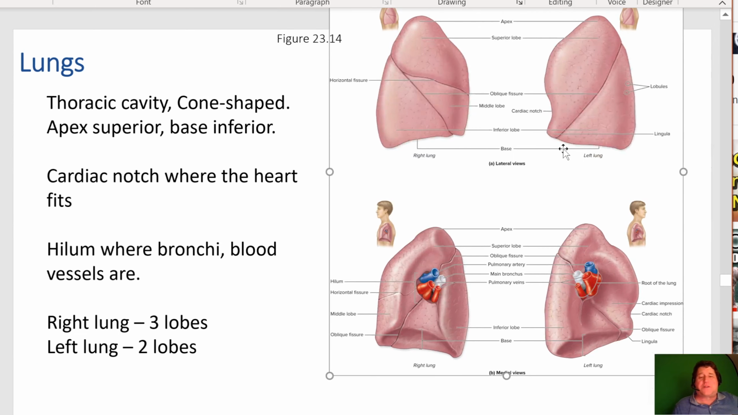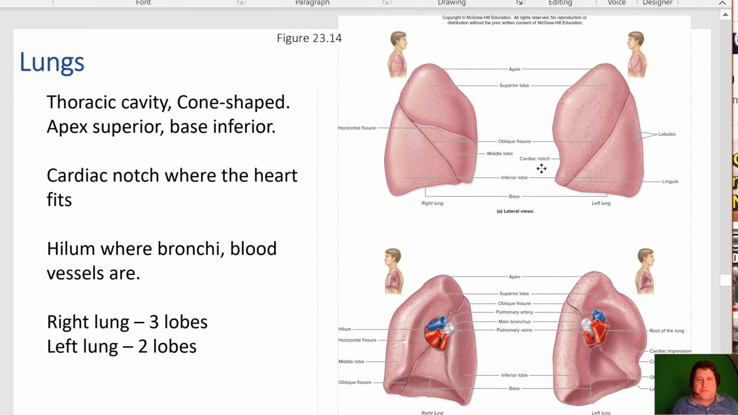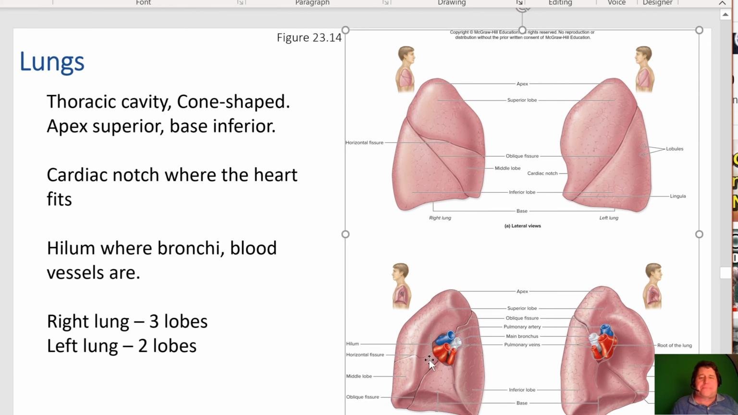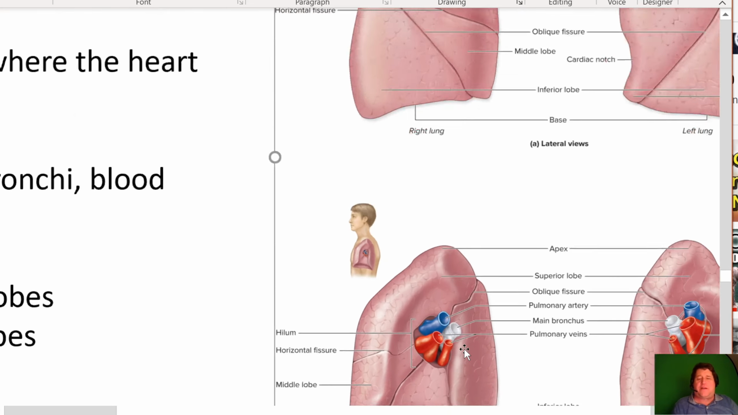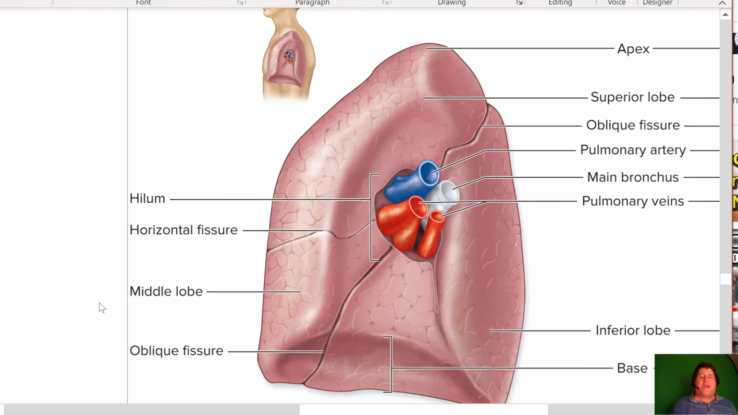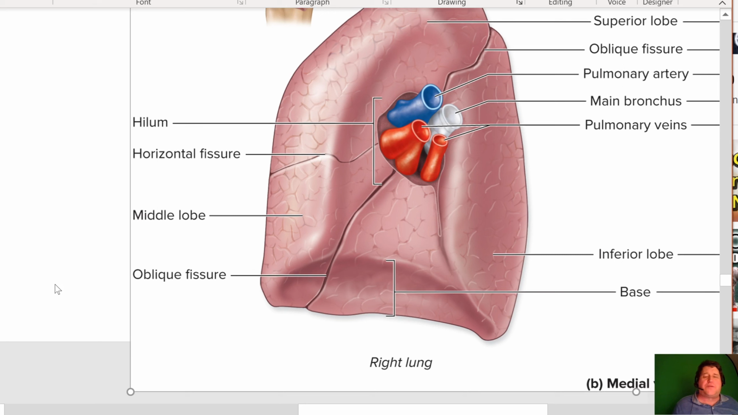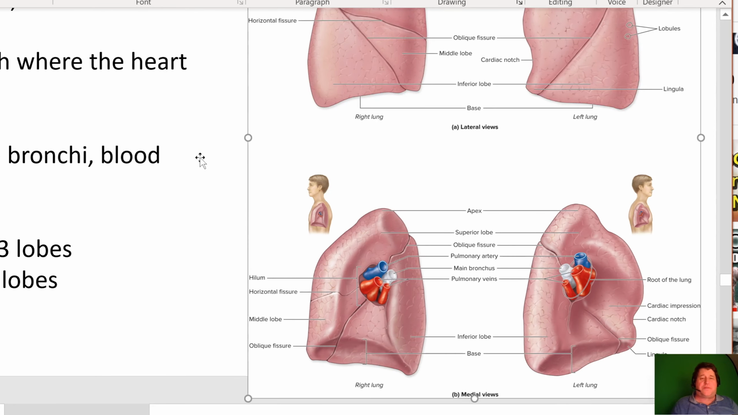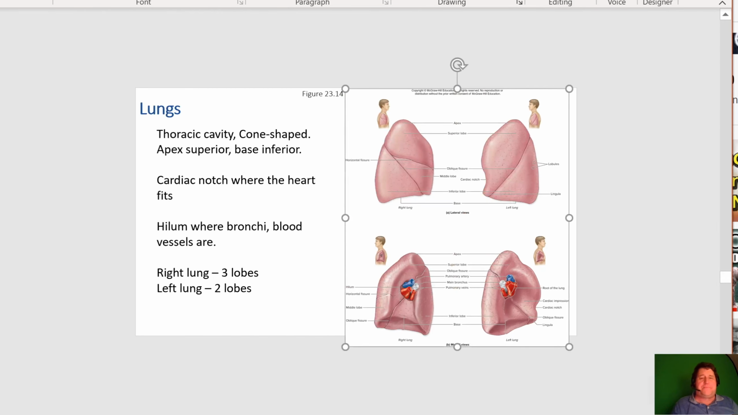It also has a hilum. There you can see it on the back, where the blood vessels go in, and also where the bronchi enter the lung tissue right there.